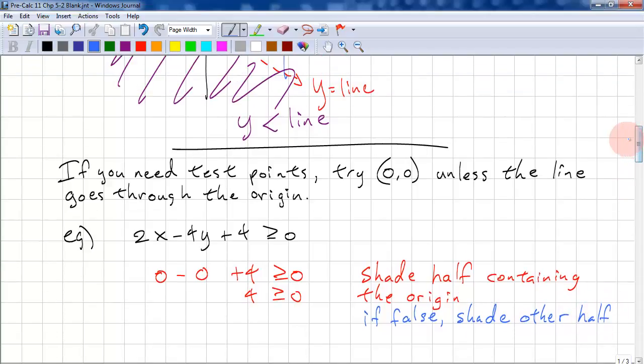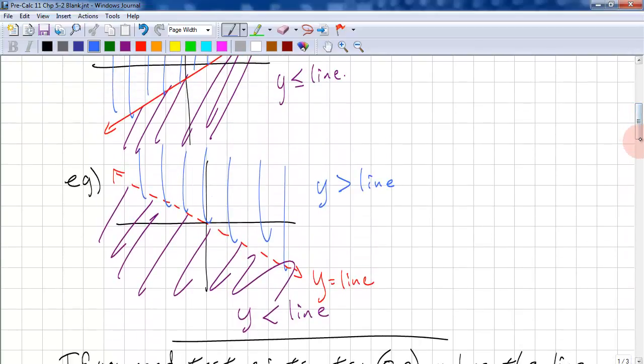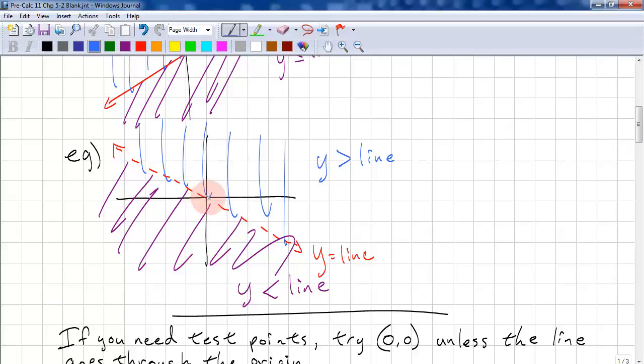Now, why do we need to do another test point if the line goes through the origin? If the line goes through the origin, the test point is on the line, so it's not actually in one half or the other half. So you have to do another test point. An easy test point would be 1, 1. Or if that doesn't work, you can try negative 1, 1. Just pick a point that's not on a line.